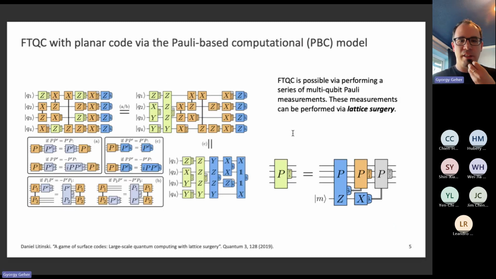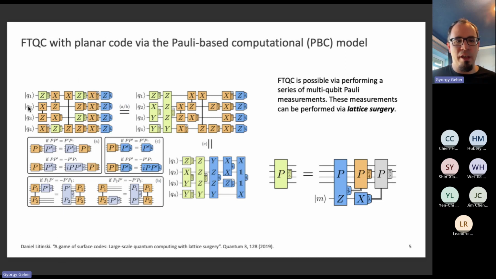So next, I would like to talk a little bit about the Pauli-based computational model. Usually, this is a very popular model for evaluating how costly it would be to execute an algorithm using the planar code. So what happens is that we have a circuit which we compile into Clifford plus, let's say, T gates or pi over 8 rotations. And so let's say you obtain a circuit like this here. This is from Litinski's Game of Surface Codes paper.